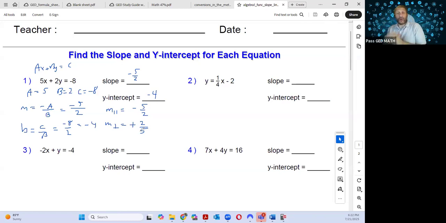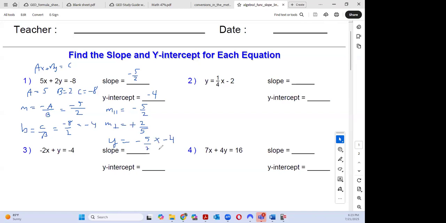Once you identify the form, tell me what the slope is. Tell me what the y-intercept is. Tell me any line that's parallel to that line, what the slope would be. And find the slope of any line that's perpendicular to that line. So for example, you can take it a step further. You can even say, okay, since my slope is -5/2 and my y-intercept is -4, if I wanted to put this in slope-intercept form, it would be y equals -5/2 x minus 4.